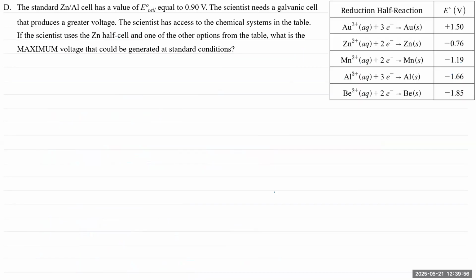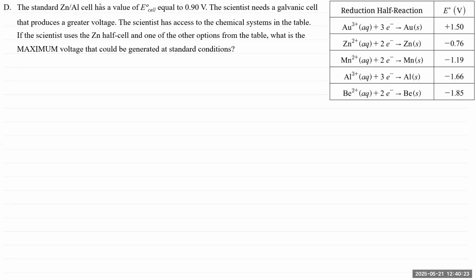Well, for part D, the standard zinc aluminum cell has a total cell potential equal to 0.90 volts. The scientist needs a galvanic cell that produces a greater voltage. The scientist has access to the chemical systems in the table. If the scientist uses zinc half cell and one of the other options from the table, what is the maximum voltage that can be generated from the standard conditions?